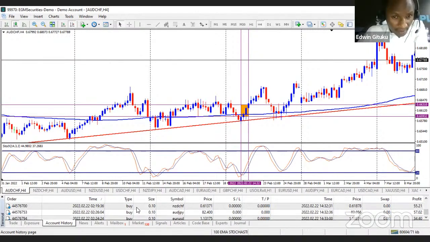Yeah, precisely, Mathew. It's important to know the risk that you're taking in comparison to the amount that you're targeting to make. Yeah, exactly.